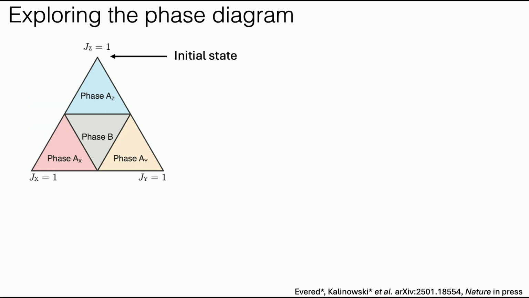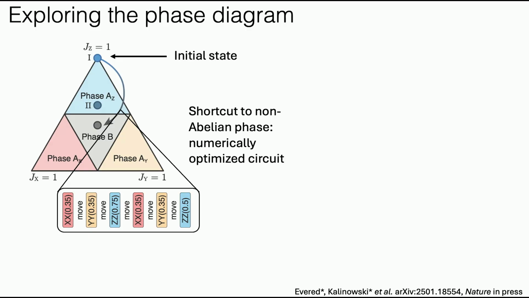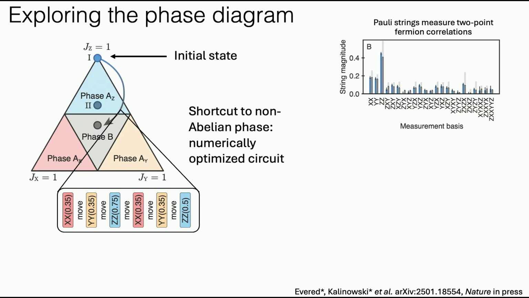So this initializes us on this top point of the phase diagram, where only one of the 3 terms, the ZZ term, is non-zero. And we'd like to now use this structure of circuit where we move the atoms and apply interactions to drive us into different points of this phase diagram. In particular, we're interested in this middle non-abelian phase. So we can apply a short, here depth 6, circuit to reach any point in this phase diagram.